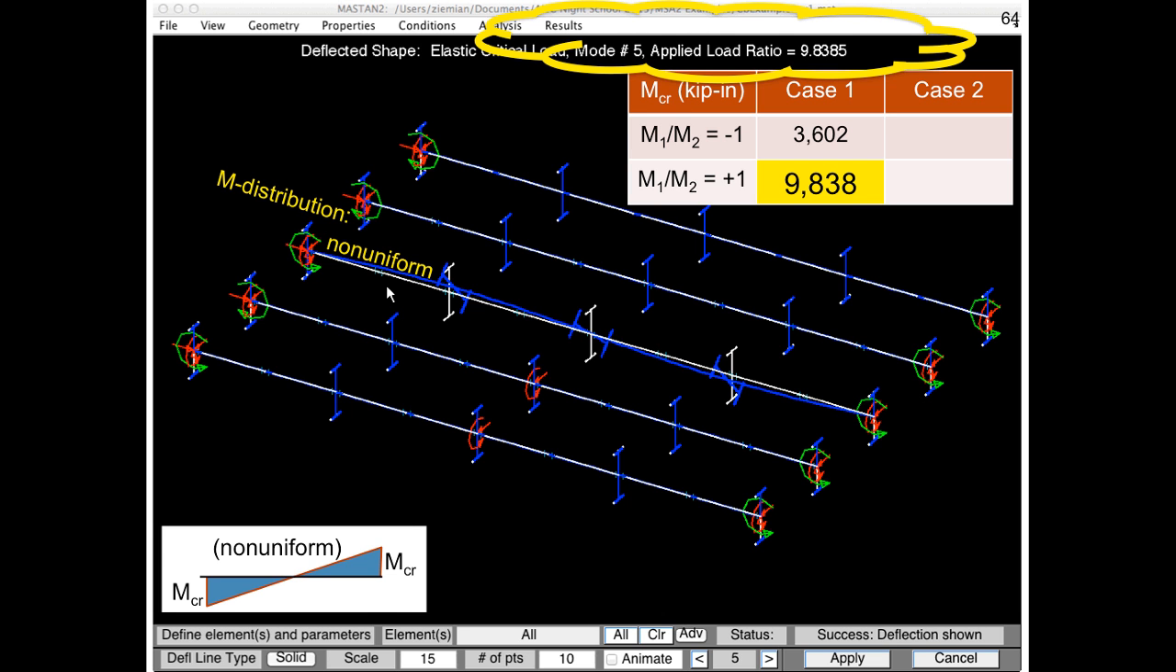Here's a general question about Mastan. Can the force value labels for applied loads be shown in Mastan? Unfortunately, I don't have that option. I can show the values on the moment diagrams and the like, but not the forces. So no, not an option there.